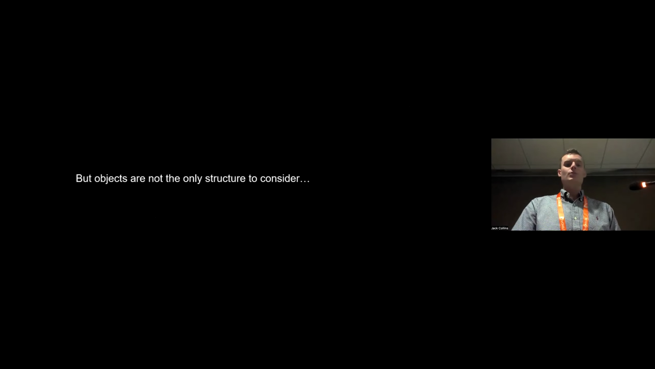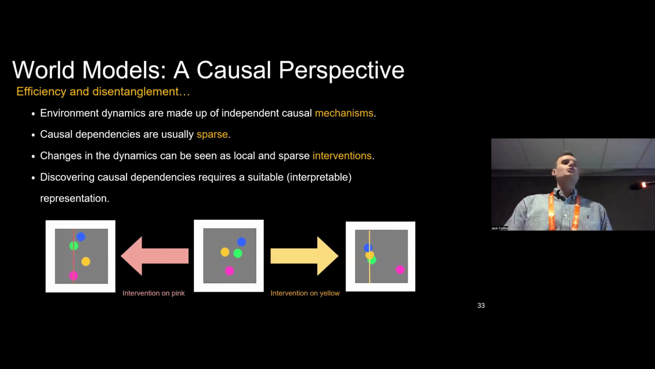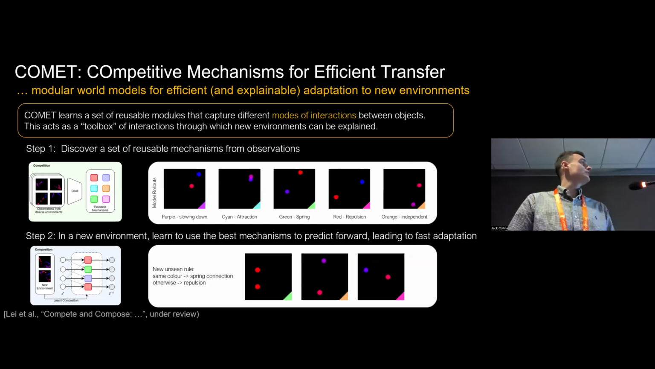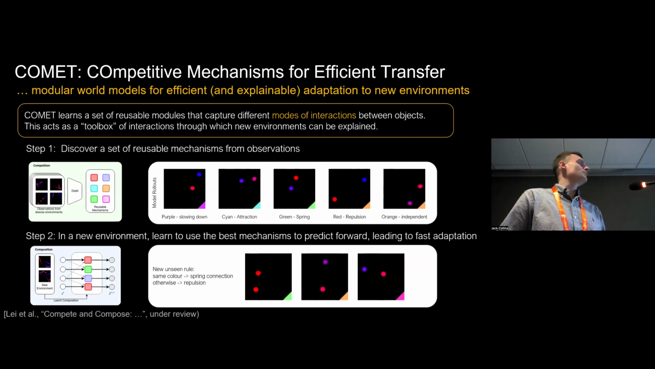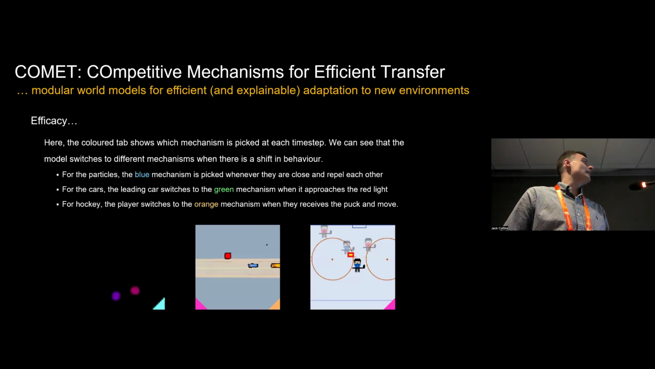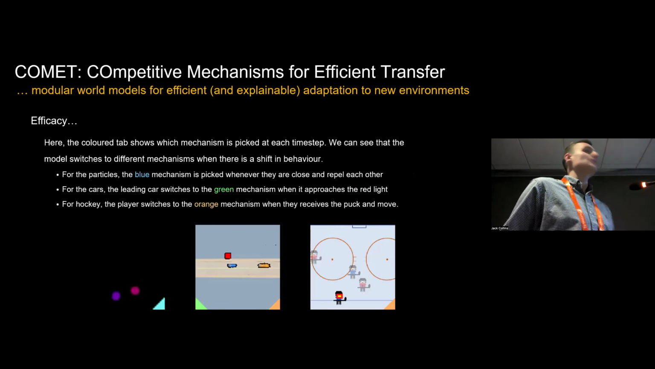I was also just going to quickly mention that there are some other structures, not necessarily objects, that are really useful. There's another paper that I'm presenting at the workshop here on mechanisms. It's a causal perspective on world models, and it's called COMET, Competitive Mechanisms for Efficient Transfer. There are two steps to the process. One, you discover a set of reusable mechanisms. Two, you apply them to new environments. This means you efficiently transfer to new unseen environments that might have new mechanisms you didn't know before. It can be applied to several different environments. If you're interested in that, come and speak to me at the poster session.